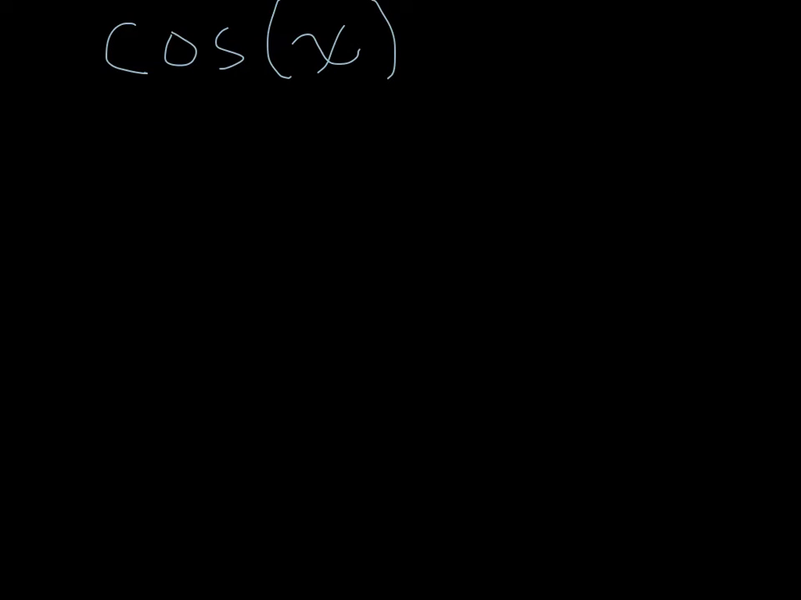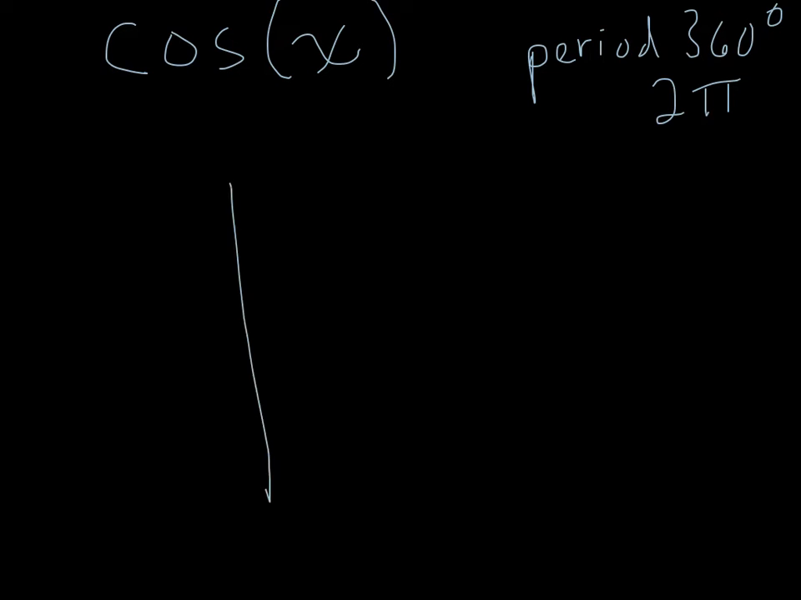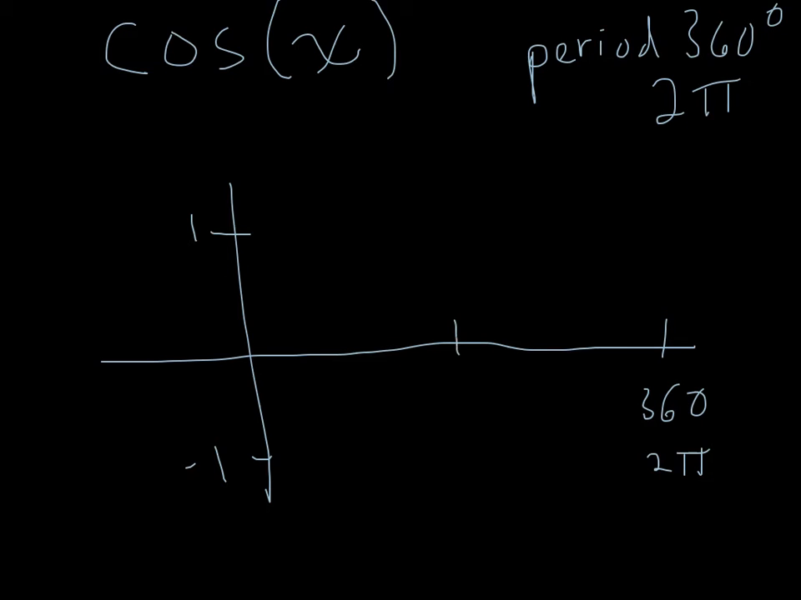What does the cosine look like? It's very similar to a sine. The period is going to be 360 in degrees, 2 pi in radians. So it looks quite the same. And so we got 1 and -1. We want to use the same markings on our axis. We got 360, which is 2 pi. In the middle we're going to have 180, which is pi.